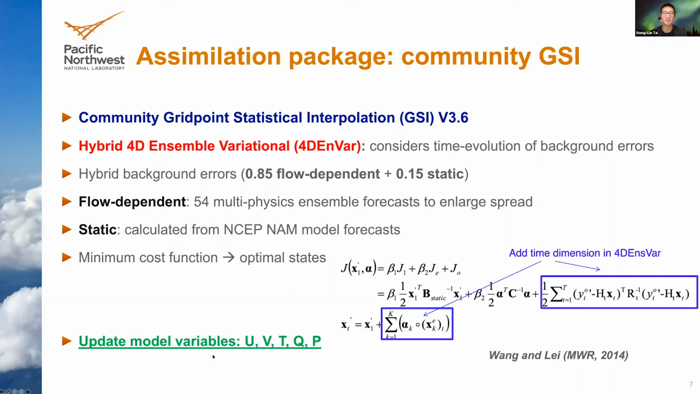Based on the estimated errors of the model forecast and the observation, GSI will be able to iteratively minimize the cost function, like what is shown on the right here. The optimal model state will be obtained once the cost function reaches its minimum. In this study, the model variables of U and V winds, temperature, moisture, and pressure are updated after the assimilation is done.